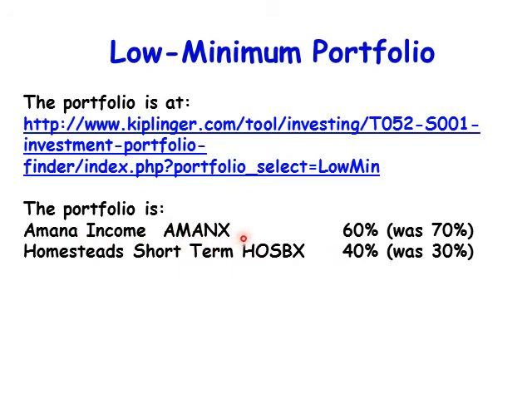If you want to do an X-ray on Amana, you'll find out it has a lot of cash in it. So at least it's not all stocks. So this portfolio, even though we say 60-40, is probably more like 50-50.